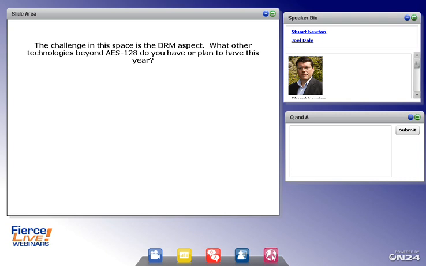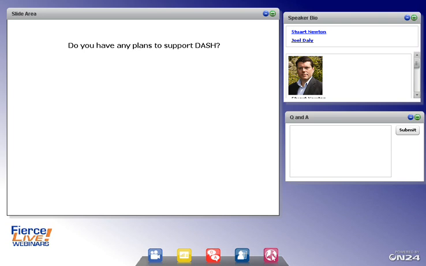Great. Do you have any plans to support Dash? We currently support a pre-standard version of Dash, or the current standard. The standard's evolving right now. We have people on the committee, and the platform itself will support Dash, and as the standards emerge, we'll continue to evolve with them.